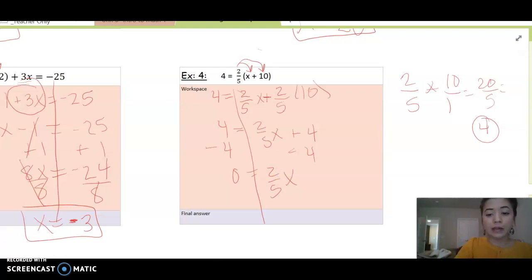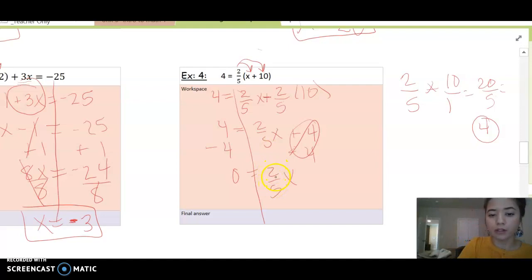All right. Now that we have, let's see, so we distributed our 2/5 to the x and the 10. We multiplied 2/5 and 10 together over here to get 4. Remember, it was 2 times 10 divided by 5. We get rid of our addition first by subtracting from both sides, and those cancel. 4 minus 4 is 0. And now we have this fraction in front of our x.